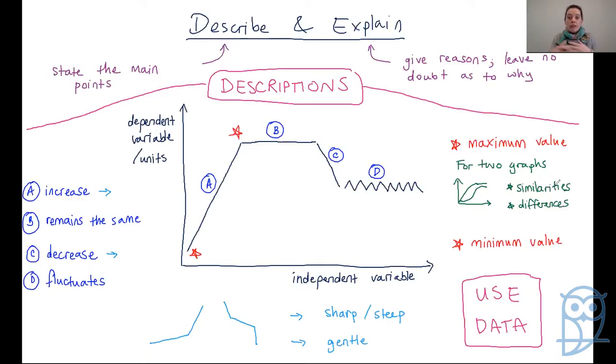Do they both increase together? Does one increase before the other one? Do they have the same maximum or different maximums? And that's what you're pulling out when you are comparing two graphs. Exactly the same description points as we've worked on here, but taking those description points and saying, okay, so my two graphs, do they do it together? Do they do it differently? What are the similarities and differences? Are we cool? Can we do some past papers?